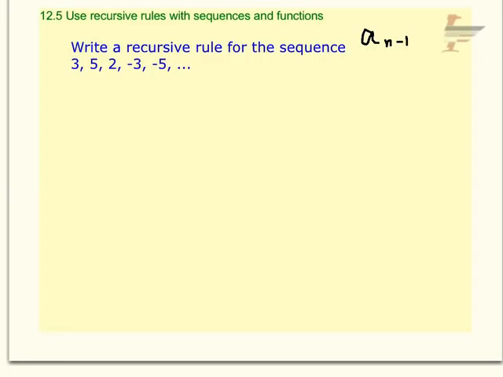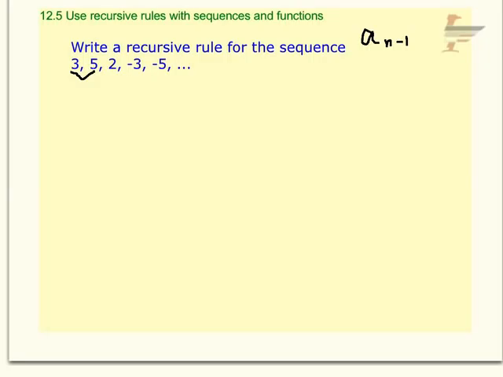So if you take a look at this pattern, I'll give you a second to pause the video and see if you can figure out what the pattern is. It's going 3, 5, 2, negative 3, negative 5. So from 3 to 5, you're adding 2. And then from 5 to 2, you're subtracting 3. And then from 2 to negative 3, you're subtracting 5. So there doesn't seem to be a pattern in that sense.